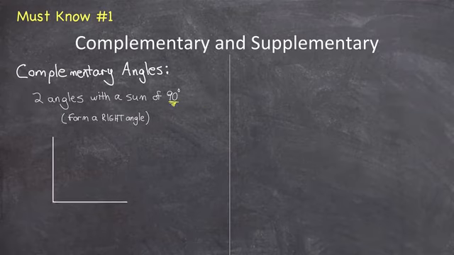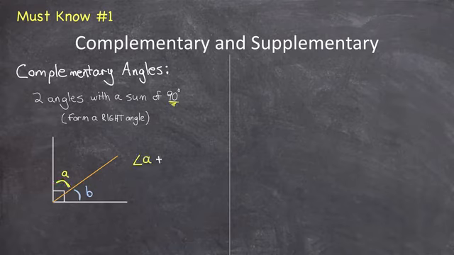If I were to draw two line segments that form a right angle, and then break that angle up into two different angles, let's call them angle A and angle B, because these two angles combined together form a right angle, I know the sum of those two angles is 90 degrees, which means those two angles are complementary.